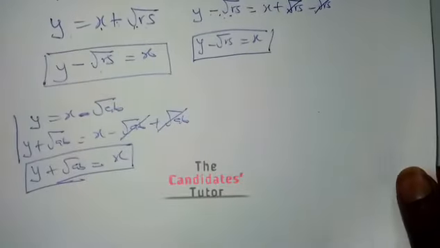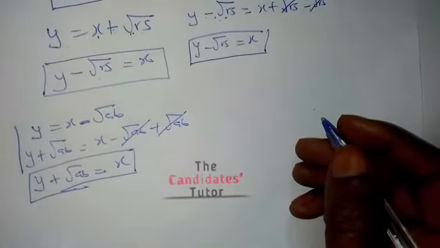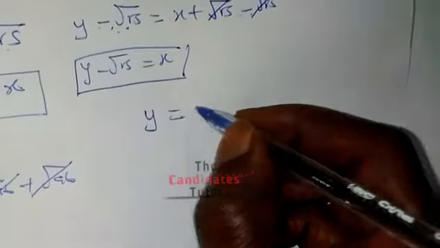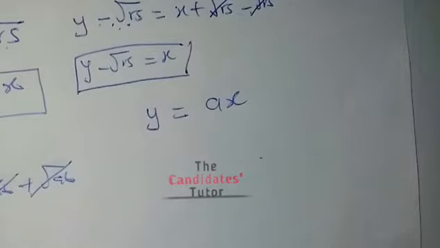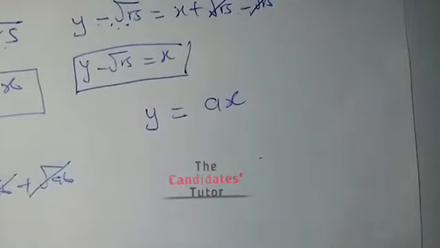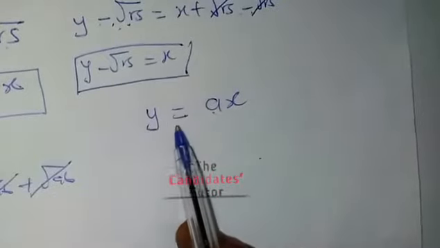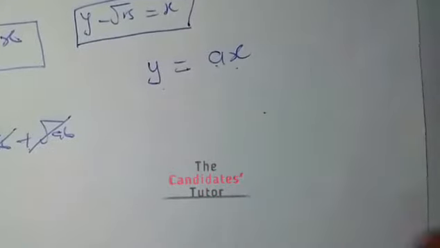Now let's move on to more questions. So we have y equals ax, something like this. What about this? And we want x to stand alone. We want to make x the subject. Normally some questions will say express x in terms of a and y. It's the same thing, just make x the subject.